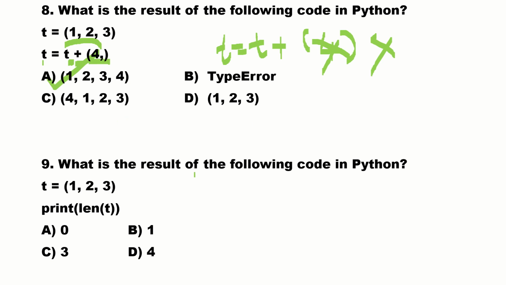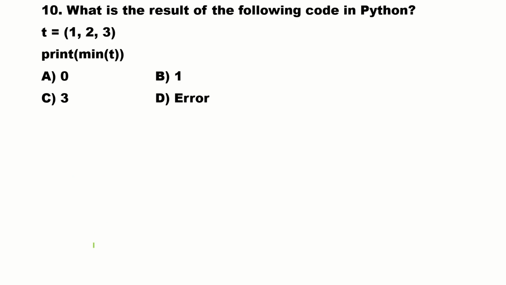Next one, what is the result of the following code in Python? Here one tuple is given and asked to find out the len. So the len function returns the number of elements of a tuple. How many elements are there? There are 3 elements. So, option C. Next one. What is the result of the following code in Python? Here the tuple is given and asked to find out the min. The min function returns the smallest element. Which is the smallest element in the given tuple? 1. So it will be returning 1.